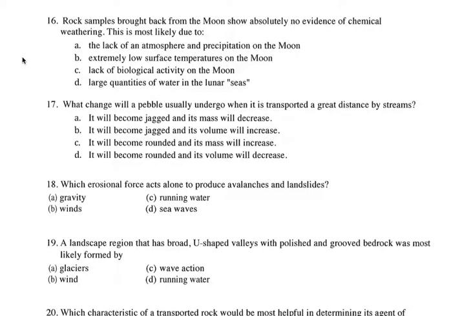16. Rock samples brought back from the moon show absolutely no evidence of chemical weathering. This is most likely due to A, the lack of an atmosphere and precipitation on the moon, B, extremely low surface temperatures on the moon, C, lack of biological activity on the moon, D, large quantities of water in lunar seas.